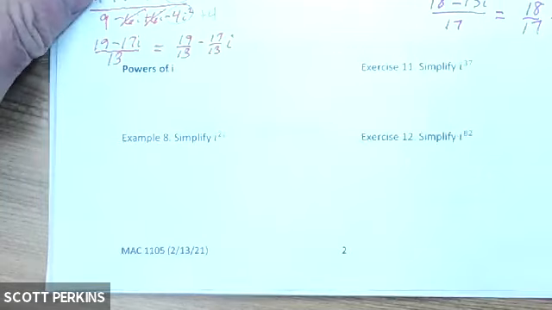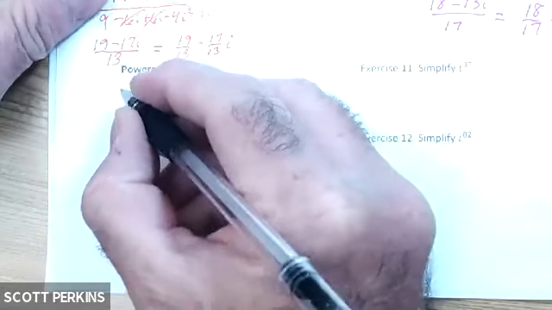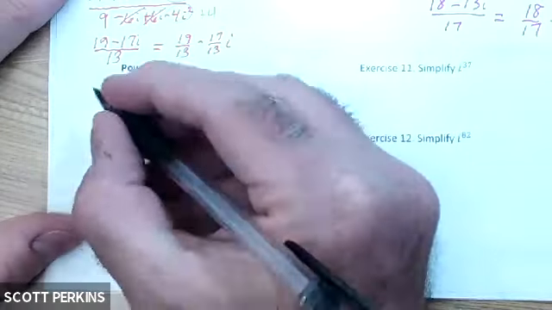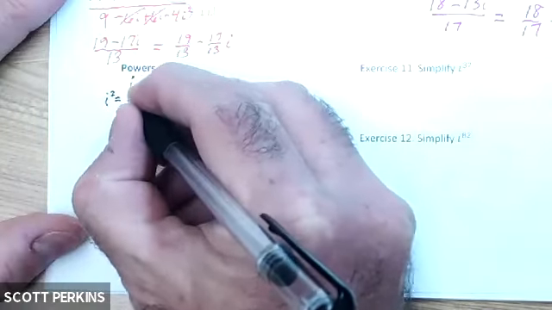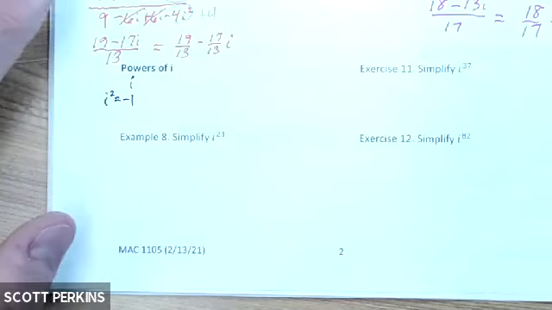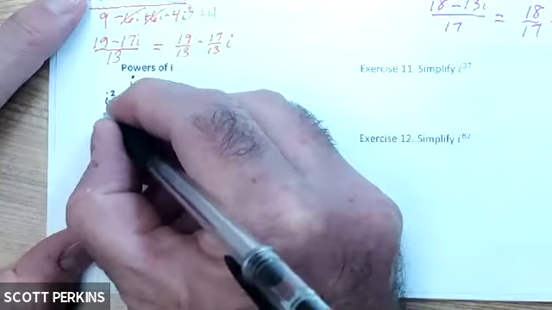So let me just write this down. We know that i is defined to be the imaginary unit. Then we know that i squared is defined to be negative 1. So we've got two powers of i. We've got i to the first power is just i, i to the second power is negative 1. So then the question is, what happens with i to the third power?